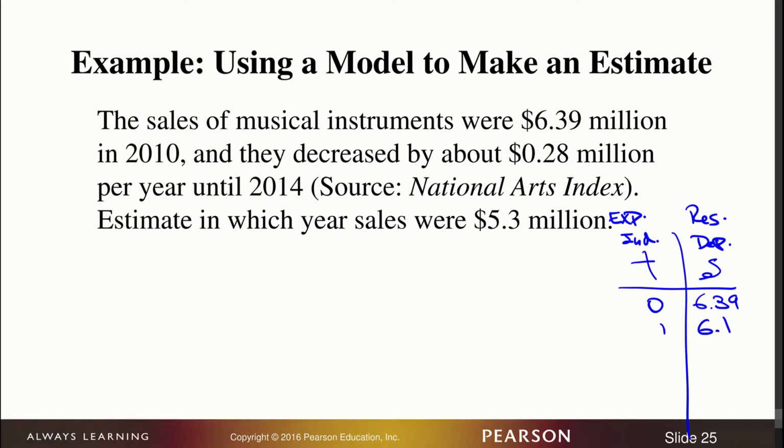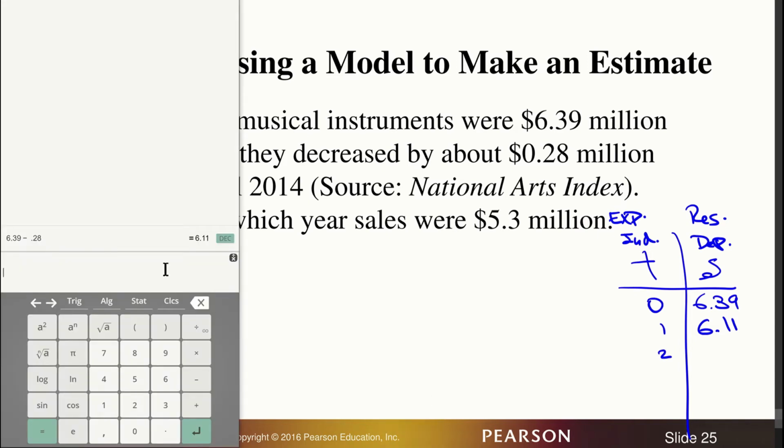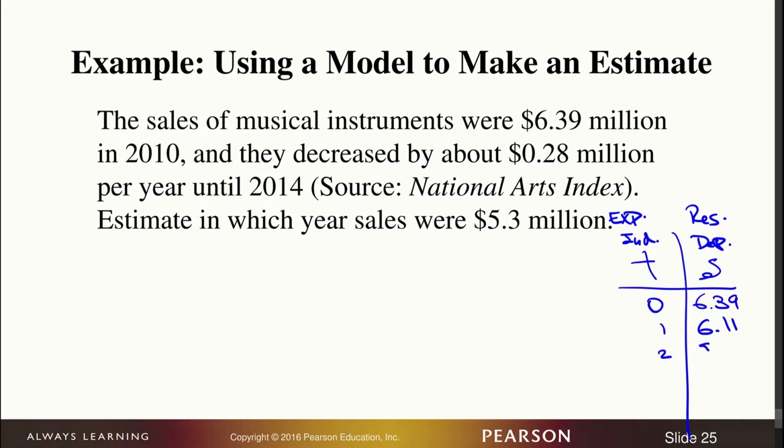Notice we can keep doing that, right? Then for the next year, 2 years later, you would do the same thing. You would just take that 6.11 and again reduce it by 0.28 million. So this time you'd get 5.83. Remember, T is in years and this one is in millions of dollars, right?